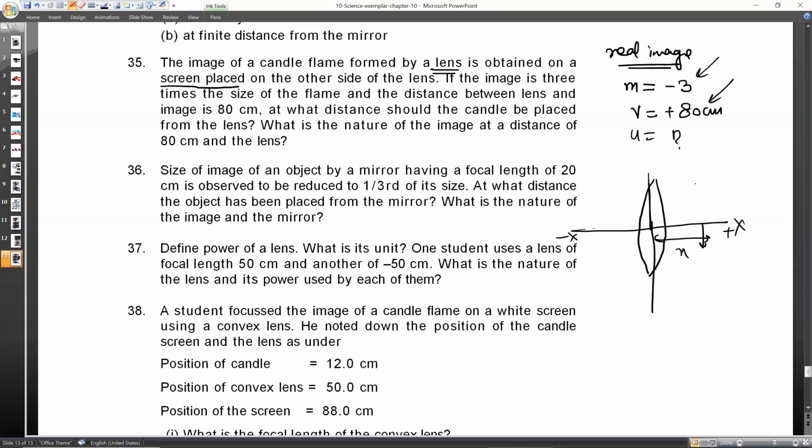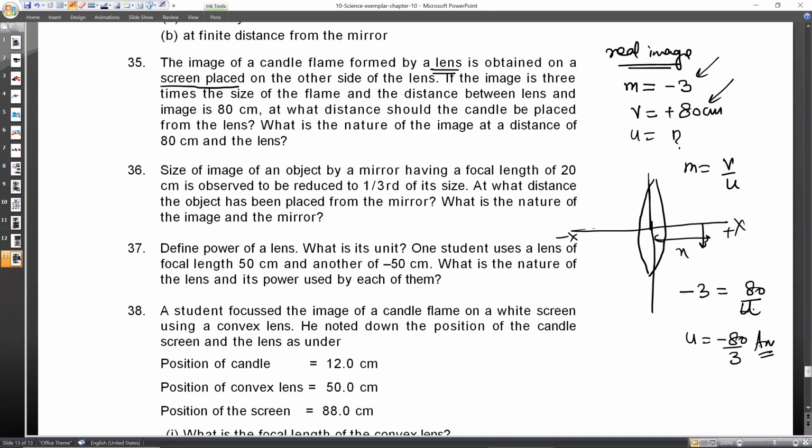This is very simple. Which formula are you going to use? Magnification formula. Yes, m equals v by u. For a lens we have v by u, and for a mirror we have -v by u. So you put -3 equals plus 80 over u. Then this u goes to that side, and you will get u equals -80 by 3 as the answer. Got it? Yes, sir.